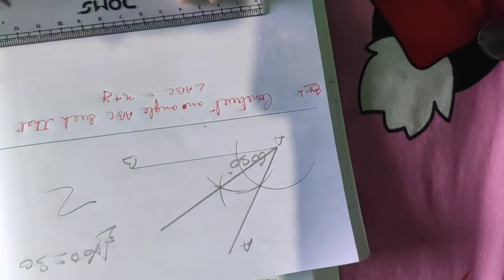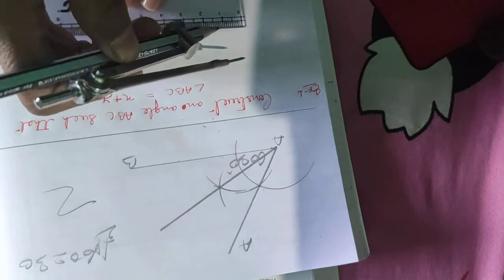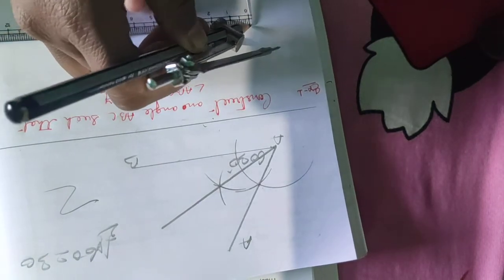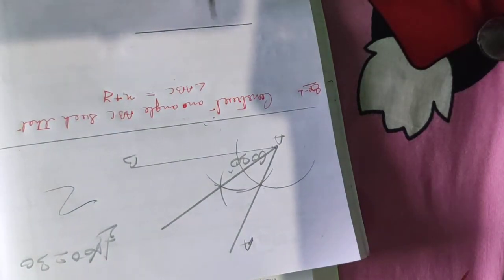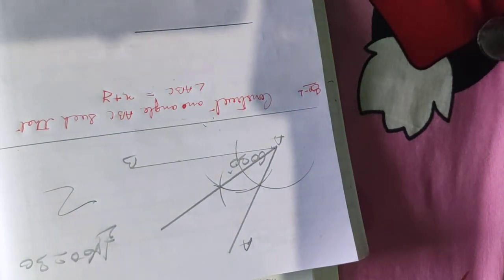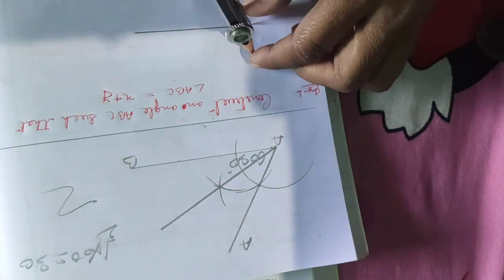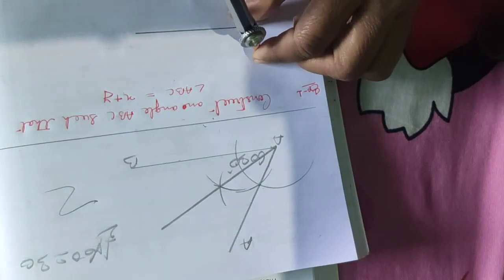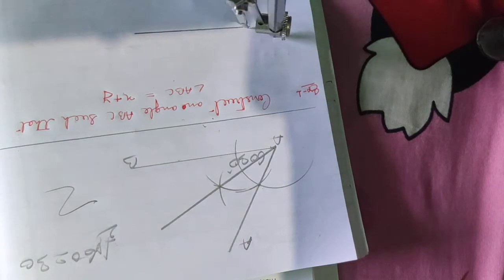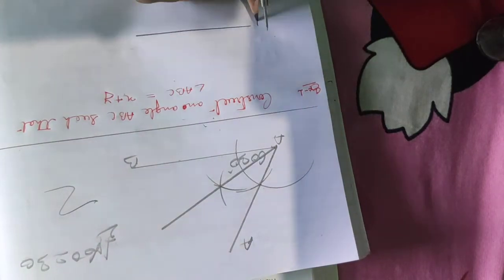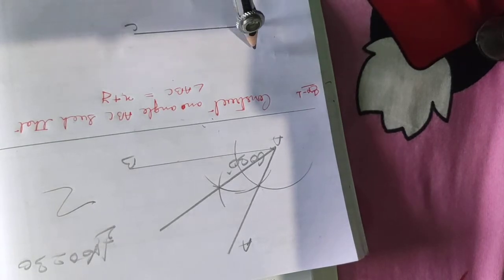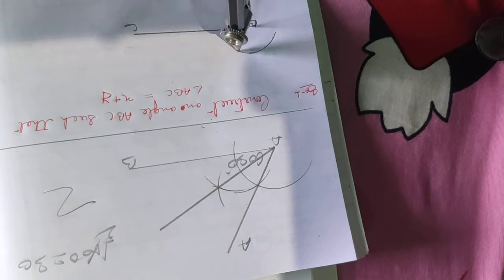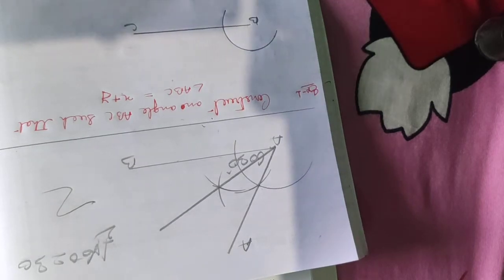First of all, take a line segment of any measurement. Suppose I have taken 6 centimeter here. Then take a radius according to your convenience. I have written here B and C, BC, AB, whatever you want you can write. Now draw an arc. First of all, draw a line segment BC of any suitable length.